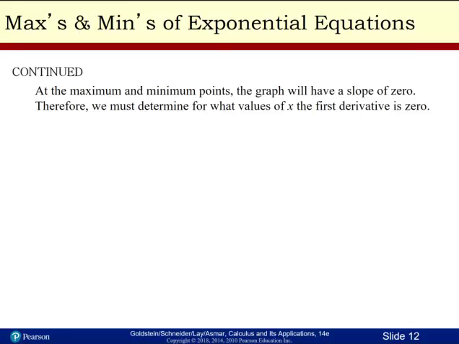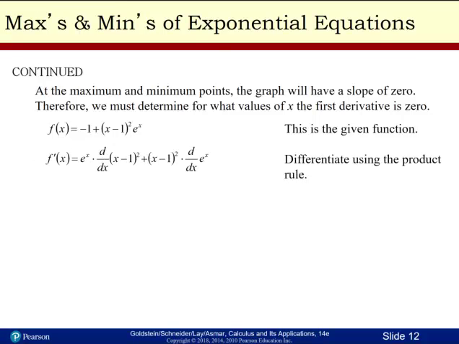So here we say that at maximums and minimums, the graph will have a slope of 0. We know that. Therefore, we must determine at what values of x the first derivative is 0. Just finding the critical points. Let's write down our given function. And then we're going to take the derivative. So when we take the derivative of that -1, that guy's gone. But we have an x minus 1 squared, and then we have an e to the x. So we'll need to use that product rule.